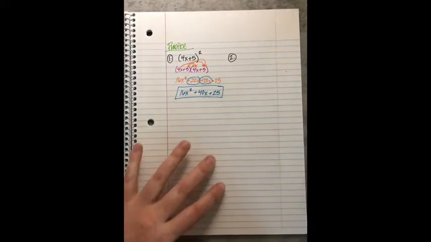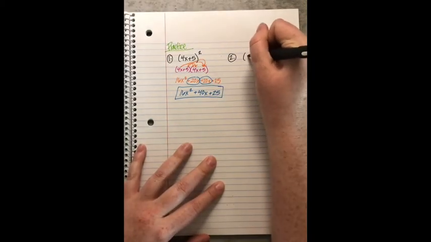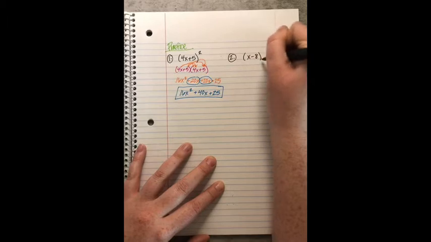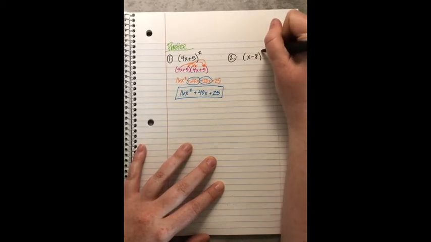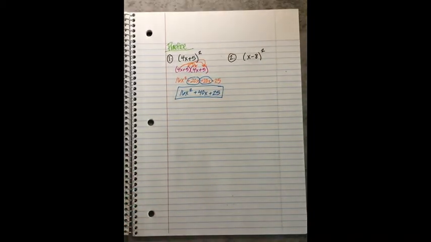So let's do one more. Your quantity is x minus 8. I want you to take that and go ahead and square it. Pause the video right now. Use box method or FOIL. Doesn't matter.